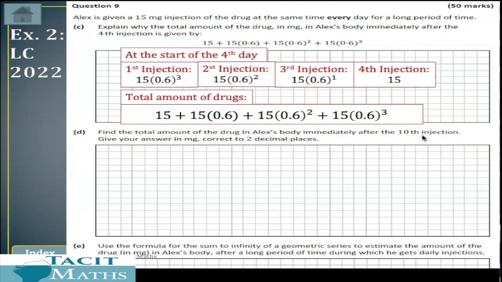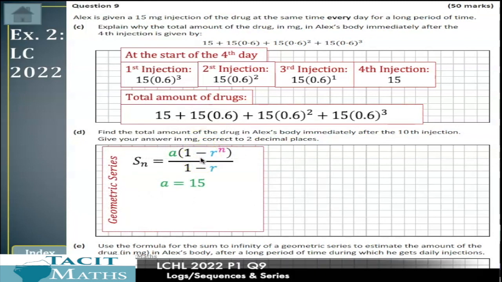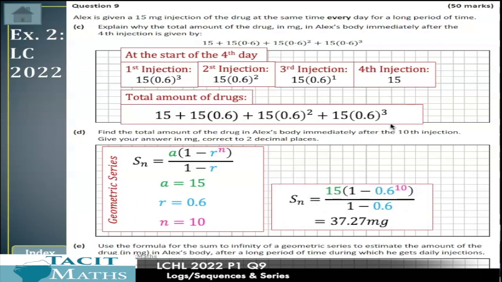Now, this was an interesting question, and the good student, the one who's very familiar with sequences and series, will know that this is a geometric series. It absolutely stands out perfectly that you're adding up, it's going up with a common factor each time. So it's a geometric series formula, which is this. Your first term is 15, your common ratio is 0.6, and it's 10 for the 10th injection, so your value for n is 10. When you sub that into your formula, you get your answer, which is that.